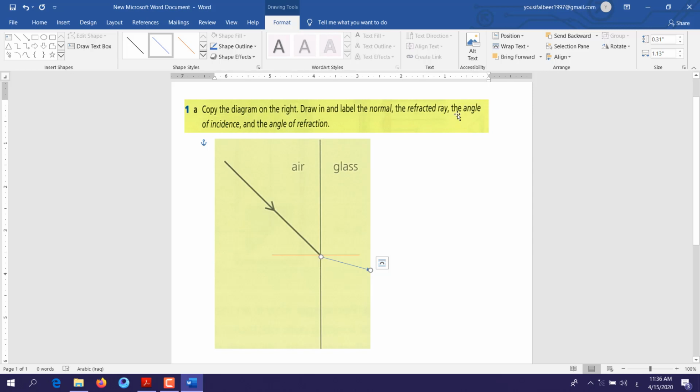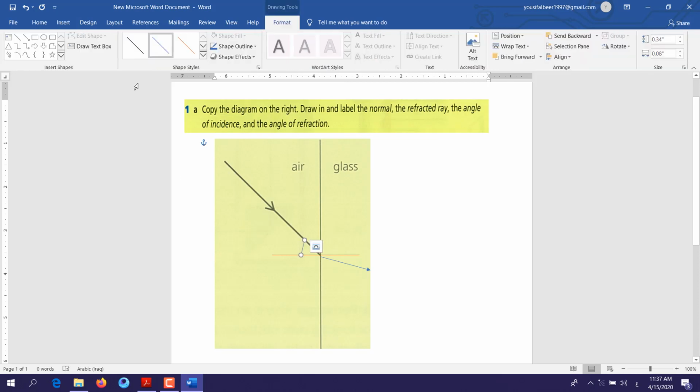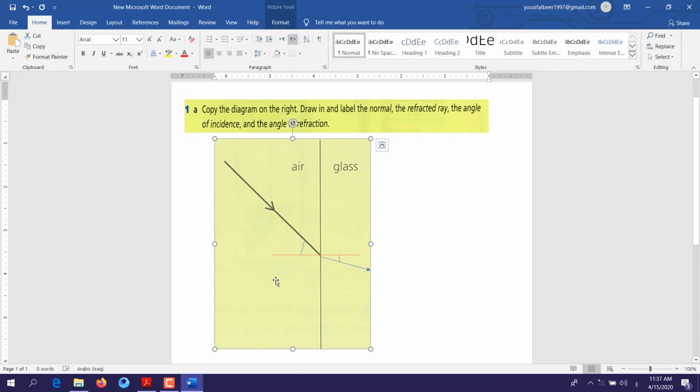Then the angle of incidence and the angle of refraction. Here, this is the angle of incidence, and this will be the angle of refraction. So again, this line is the normal. This line is the refracted ray.